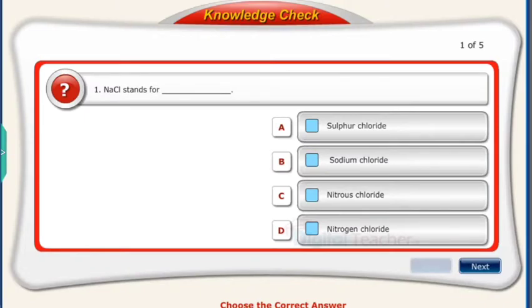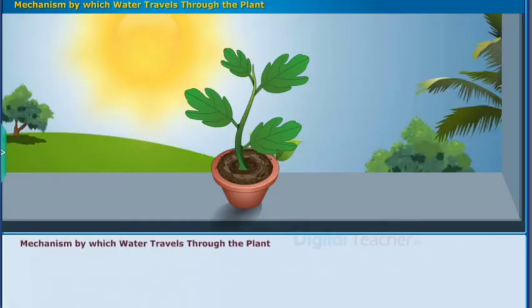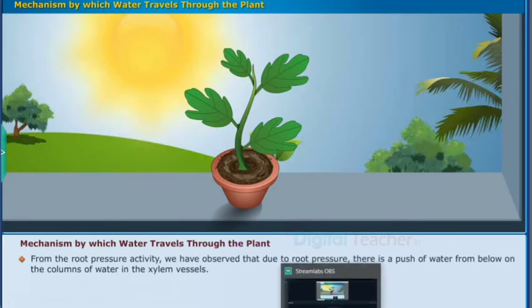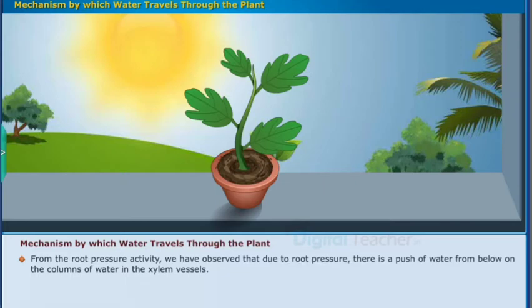Attempt the following questions to check. From the root pressure activity, we have observed that due to root pressure, there is a push of water from below on the columns of water in the xylem vessels.